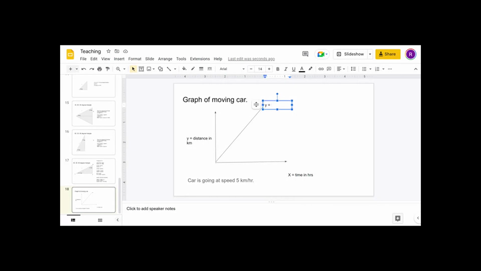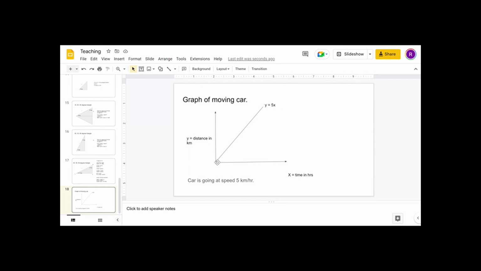Y is equal to, as a function of x, what is it? What times x? To get y, what will you do? You will multiply x with? Speed, sir. Yeah, but here what will it be? Here the speed is 5. So y is equal to 5 times x. Okay, 5x. So this line has this equation, y is equal to 5x.